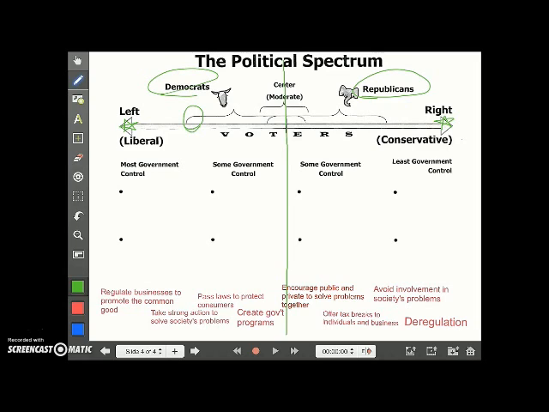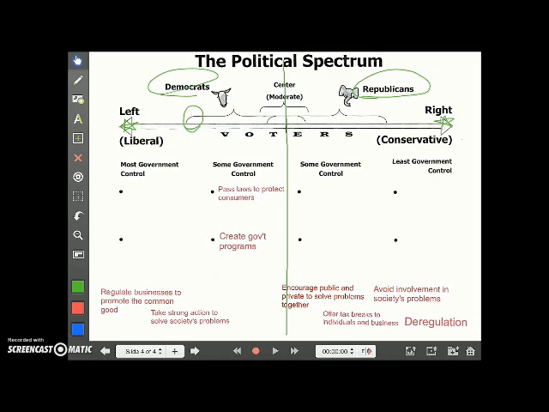So Democrats that favor some government control will support passing laws to protect consumers, such as those that protect you from unsafe food products at the grocery store. Democrats also support creating government programs, such as financial aid for students, to support education.